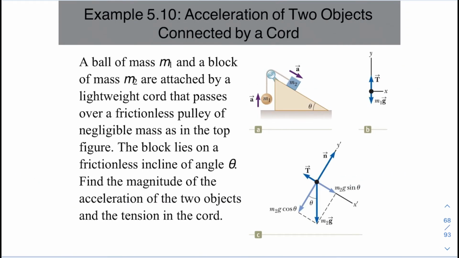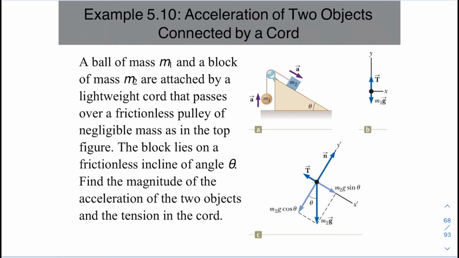Okay, 5.10, acceleration of two objects connected by a cord. A ball of M1 and a block of M2 are attached by a lightweight cord that passes over a frictionless pulley of negligible mass, as in the top figure here. The block lies on a frictionless incline at an angle of theta. Find the magnitude of the acceleration of the two objects and the tension in the cord.